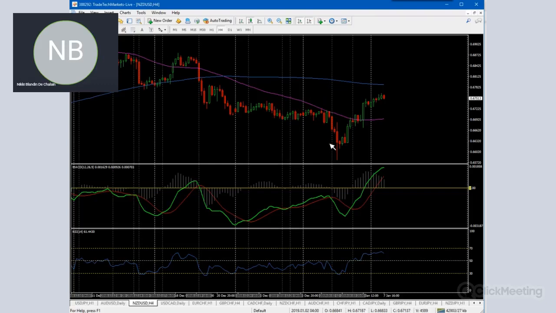So that's moving averages. Gives you so many different dimensions on how to look at it. Remember, trend direction, support and resistance, and the strength of that trend.